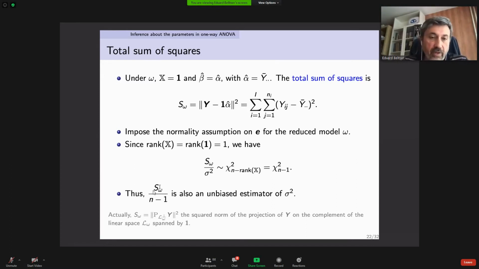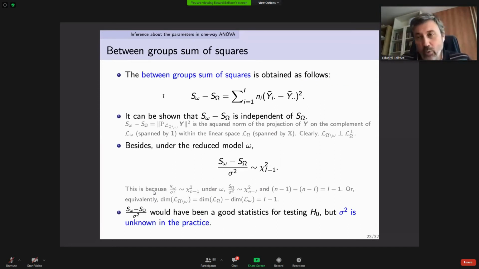Okay, the same story: S omega divided by n minus 1 is also an unbiased estimator of sigma. In fact, you can find many such unbiased estimators, as long as you put some matrix here, compute its rank, and then compute its sum of squares. This principle goes through for any choice of a matrix X. And now what do we do? Now we do the following thing.